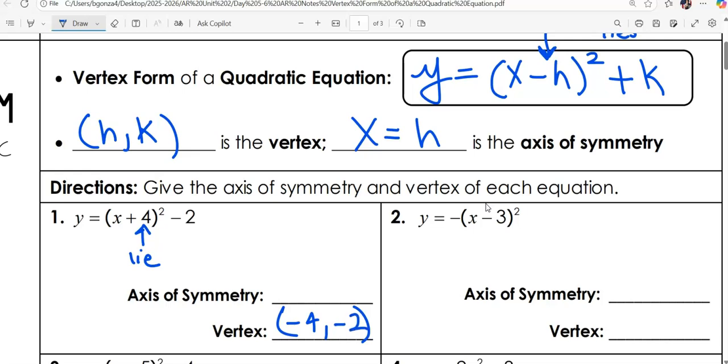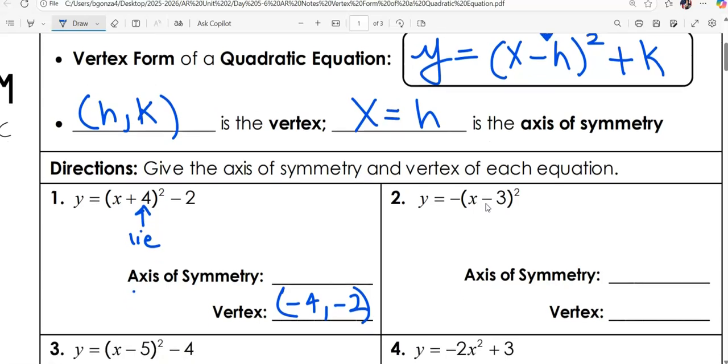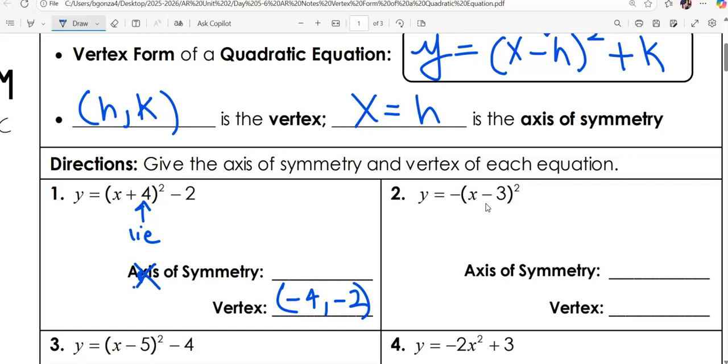Do you see that the only thing that changed was the sign of the X? The Y stays the same. What letter do I always write for the axis? Okay, X equals, and what's the X value of the vertex? Negative 4. It's too easy, Mr. G.